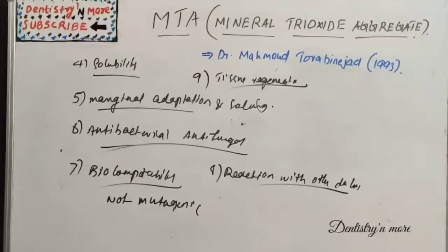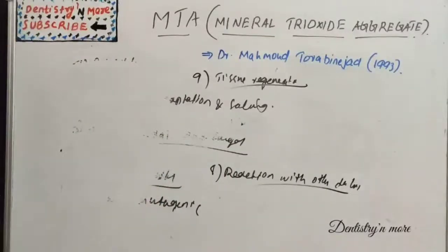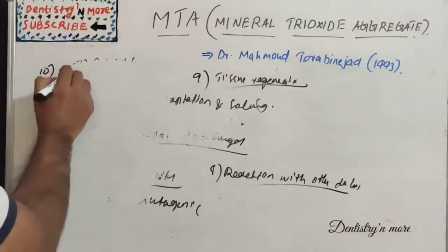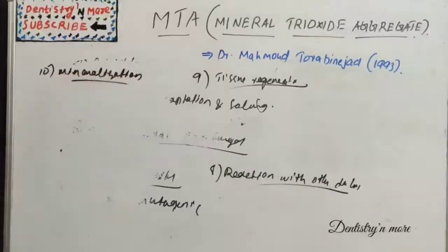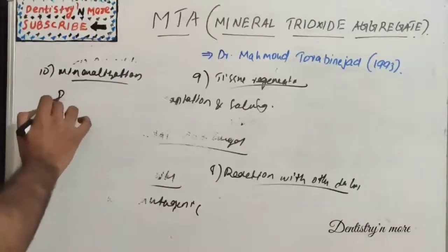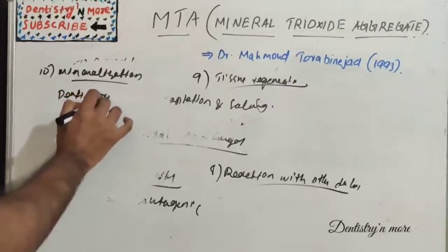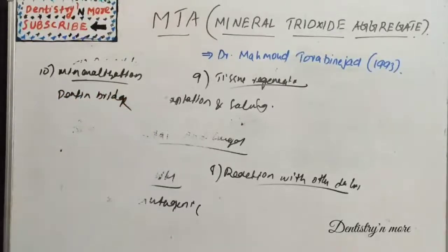So the last one we have is mineralization. The 10th property is mineralization. Just like calcium hydroxide, it induces dentine bridge formation. Okay, that is the most important one. Dentine bridge formation. The hard tissue bridge deposited next to MTA is mainly because of the sealing property, biocompatibility, alkalinity and other properties associated with this material.